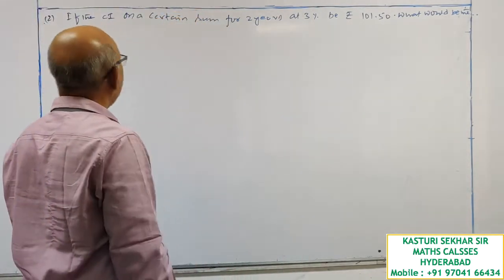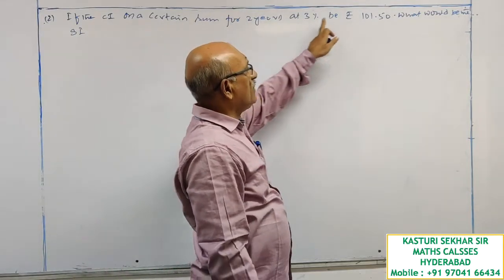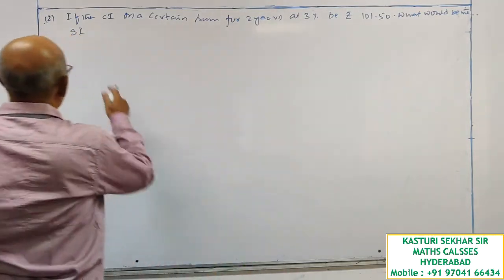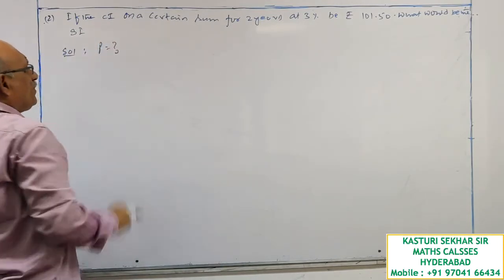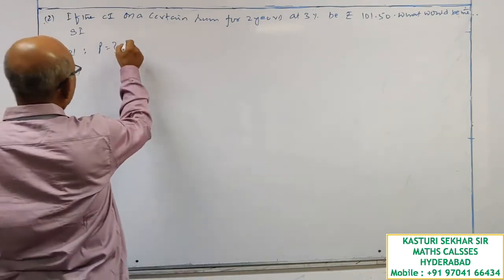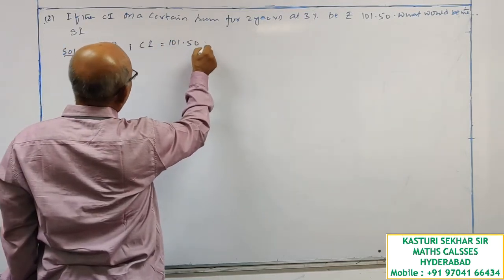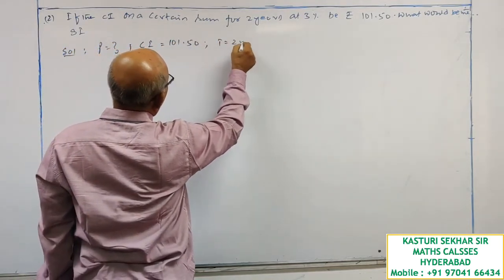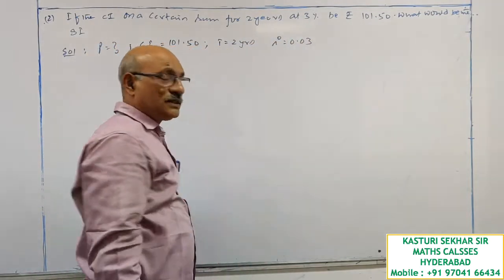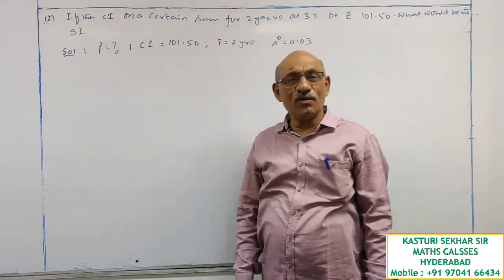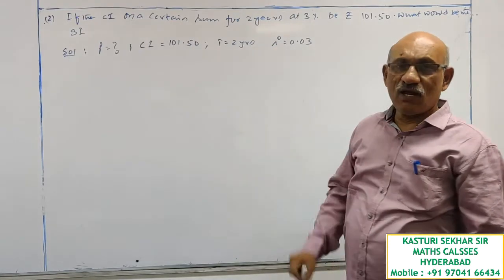Look at the question. Compound interest on a certain sum for 2 years at 3% per annum. So principal is equal to question mark. Principal is not given. Compound interest is given, 101.50. Time is equal to 2 years. I is equal to 0.03. Rate of interest is per annum. Conversions are not there. So I or J are one and the same. T and N are one and the same.